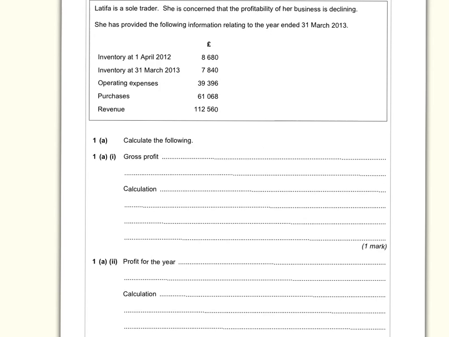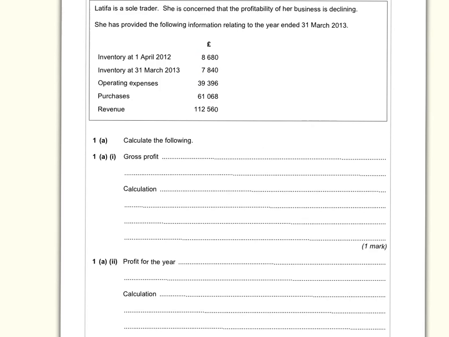Okay, so remember, gross profit is what the business makes before any operating expenses have been deducted. To calculate the gross profit, we must work out the cost of sales figure, which we then deduct from the revenue figure. To calculate the cost of sales figure, we must take the opening inventory plus the purchases and deduct the closing inventory.